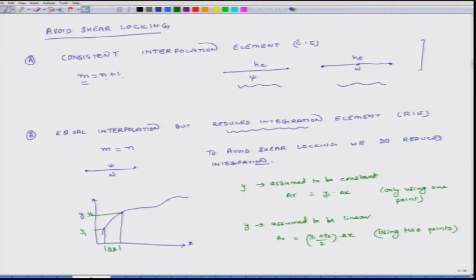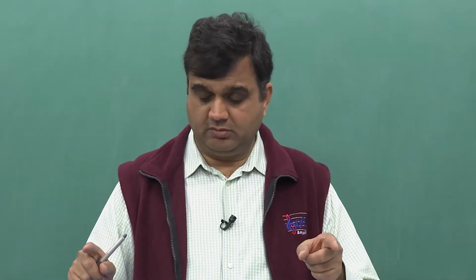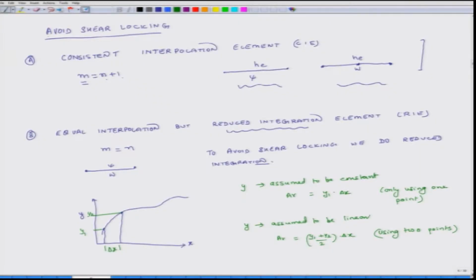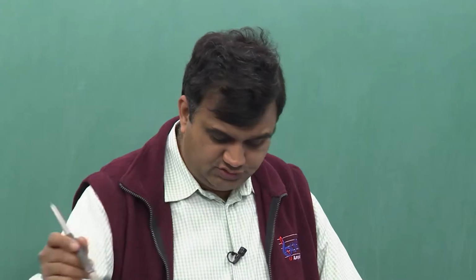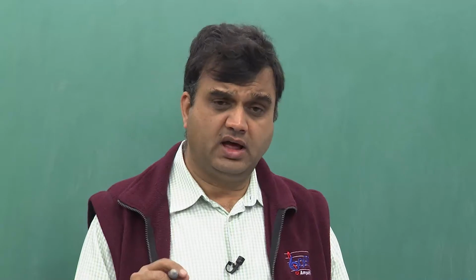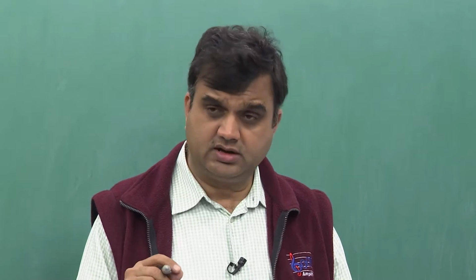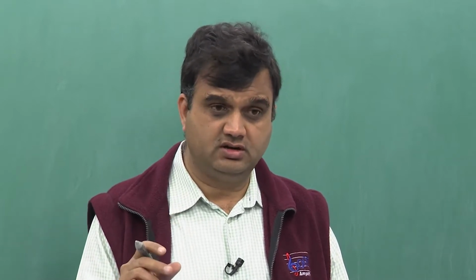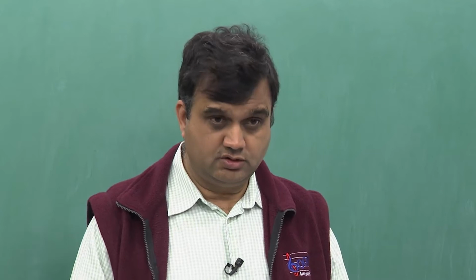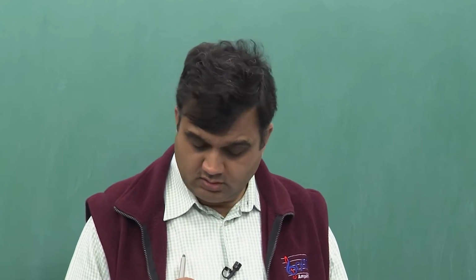So what we are doing here is using equal interpolation. That gets rid of the problem related to the unequal number of nodes for W and psi, but for specific terms which have to be integrated, which cause shear locking, the numerical integration of a function depends on the number of points considered in the domain of integration. Okay. So that is what we are doing.